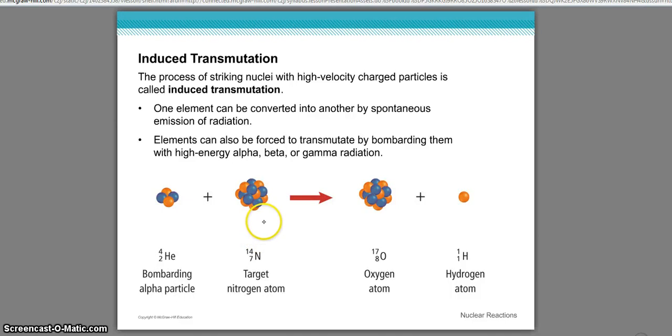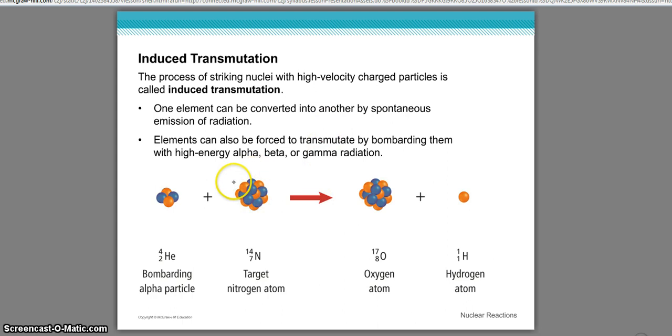Okay, in our last video, we're going to talk about what's called induced transmutation, which means the process of striking nuclei with high velocity charged particles. So we're basically going to be making one element turn into another element. They do this on their own if they're radioactive, but sometimes we can force that to happen by bombarding a particular isotope with either alpha, beta, gamma radiation, or some other high energy particles.